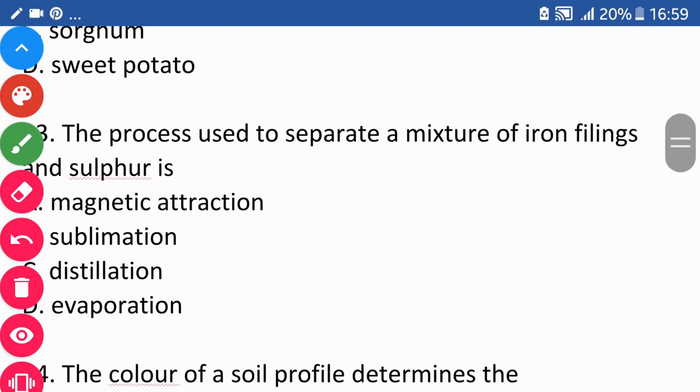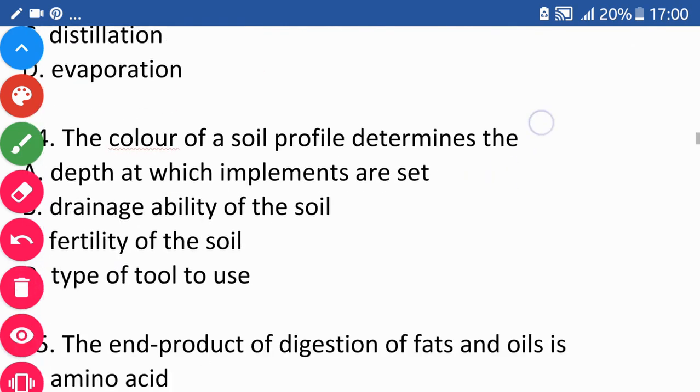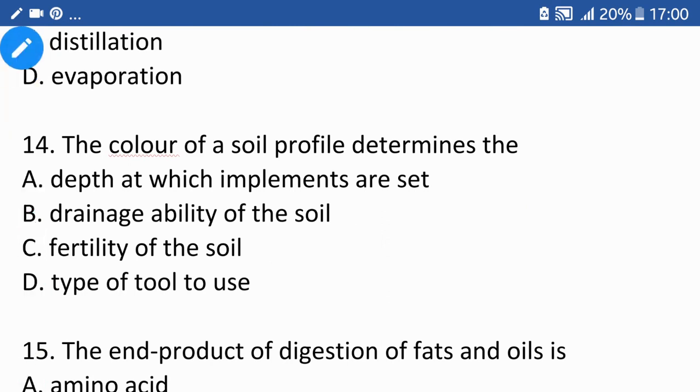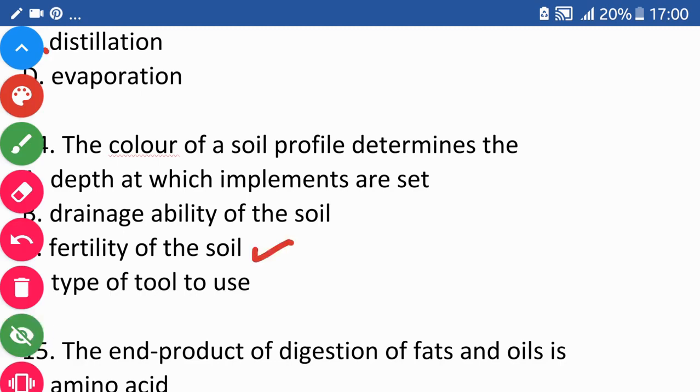The process used to separate a mixture of iron filings and sulfur is magnetic attraction. Take note of this question too, on separation of mixtures. It has been repeated several times. A mixture of iron filings and sulfur is separated by magnetic attraction. The color of soil profile can determine the fertility of the soil. So the answer for 14 is C.